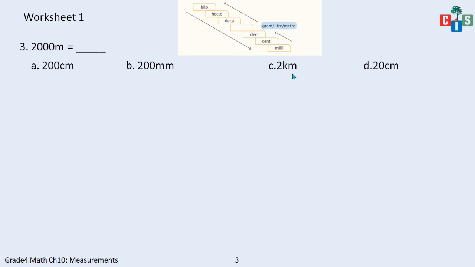Now let's check out these two. Meter is to be converted into millimeter. You are moving downwards, you have to multiply. So 2000 multiplied by 1000 will give me so many zeros, but here it's only 2 zeros. So this is not my right option. Now let's move on to the 2 kilometers option. Last option, we will check it also. Meter to kilometer, you are jumping upwards, so you will divide. 2000 divided by 1000 will give me 2 kilometers. So this is my right option.